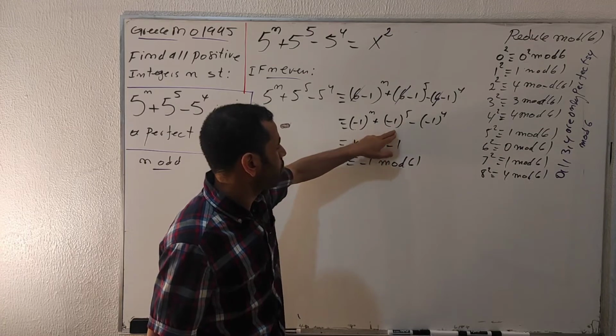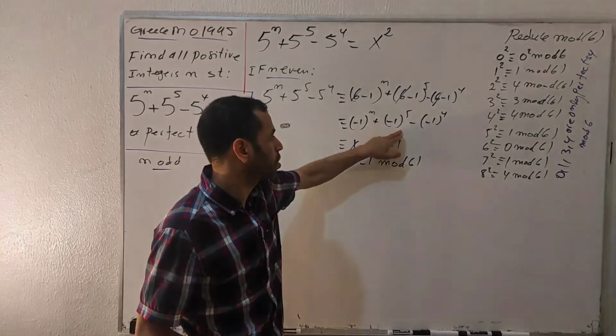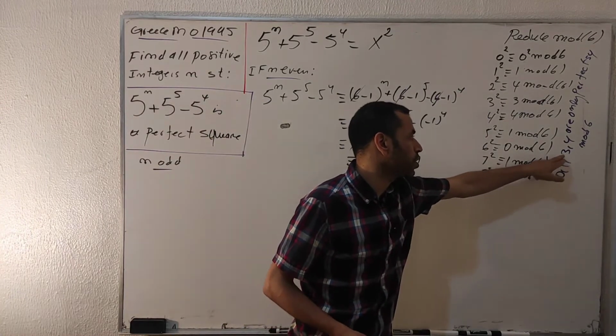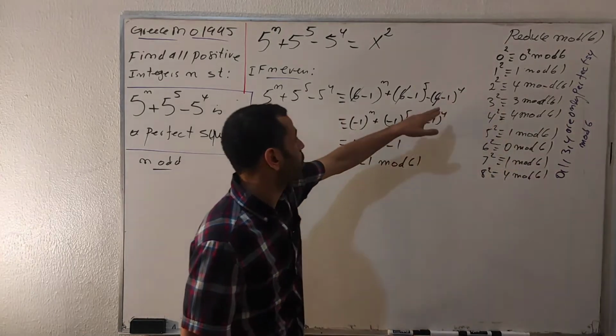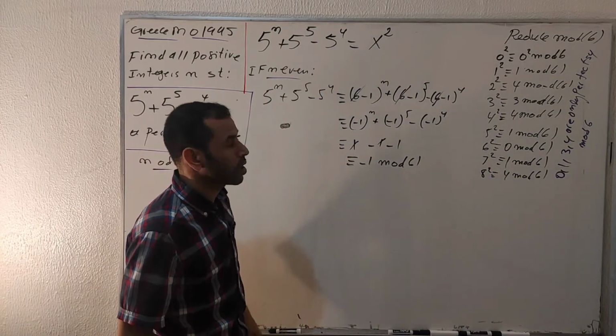Which means we have minus 3 mod 6. By adding 6 on both sides, I get 6 minus 3, which is 3 mod 6. We already have 3 here, which means we have the same remainder for this one and this one, which means n is exactly odd.